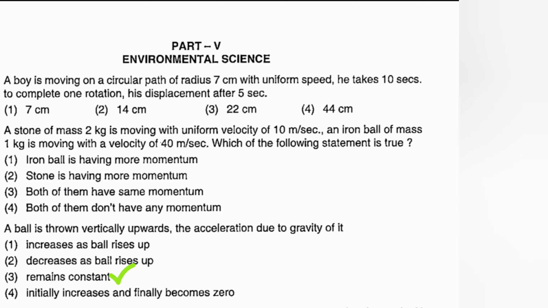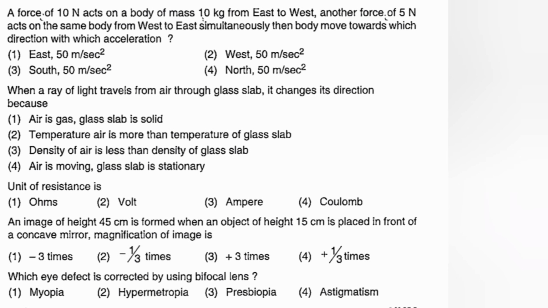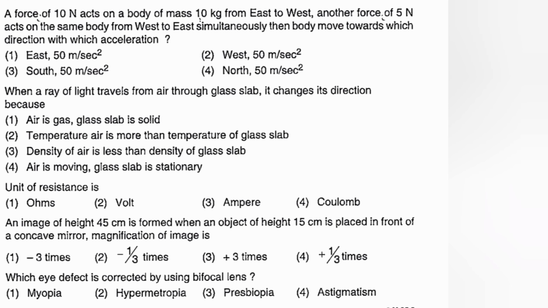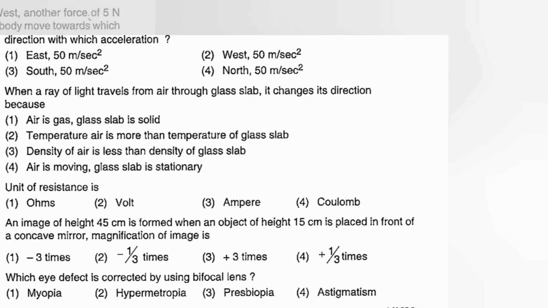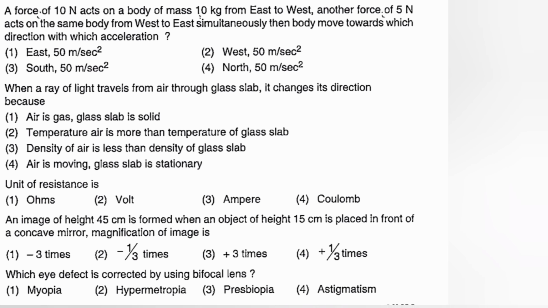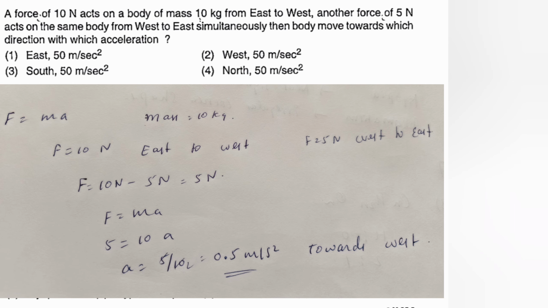Next one. A force of 10 Newton acts on a body of mass 10 kg from east to west. Another force of 5 Newton acts on the same body from west to east simultaneously. Then, the body moves toward which direction and with which acceleration?